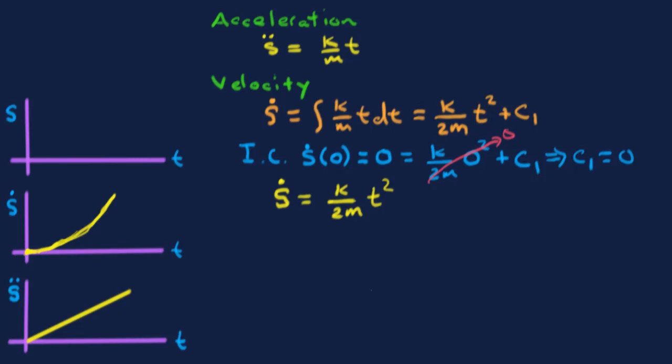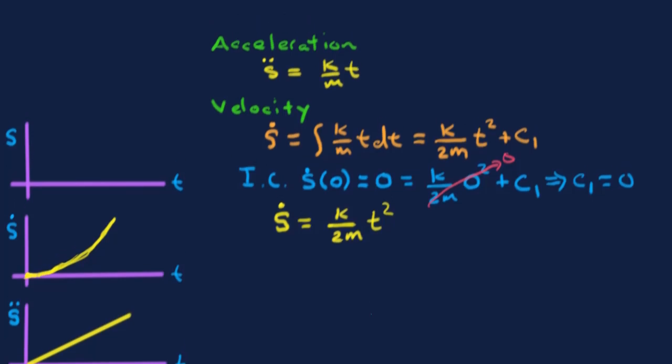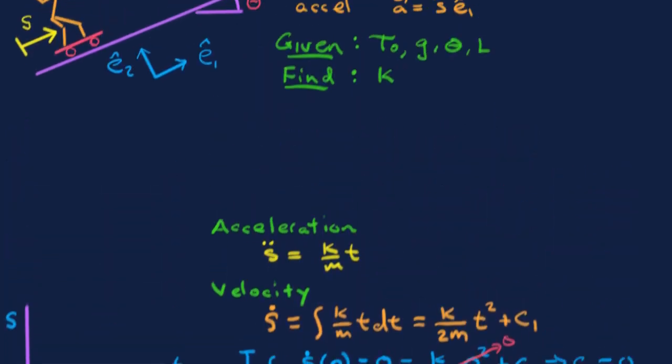Now before we go any farther, I want to remind us what we're doing. It's easy just to get in an automatic loop of calculating an acceleration, then integrating to get velocity, and integrating again to get position. But let's think about where this is going, right? What are we trying to do here? Let me go back up to my givens. This is why we write out the givens and the finds.